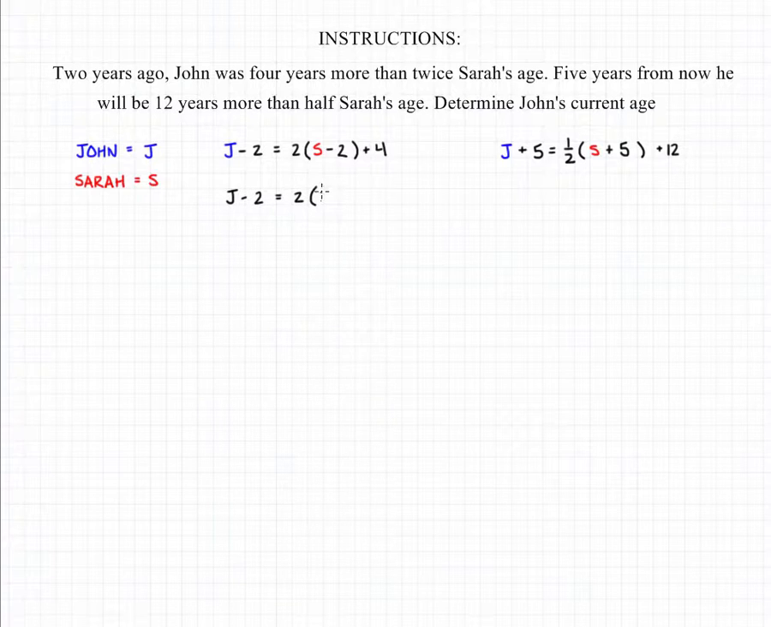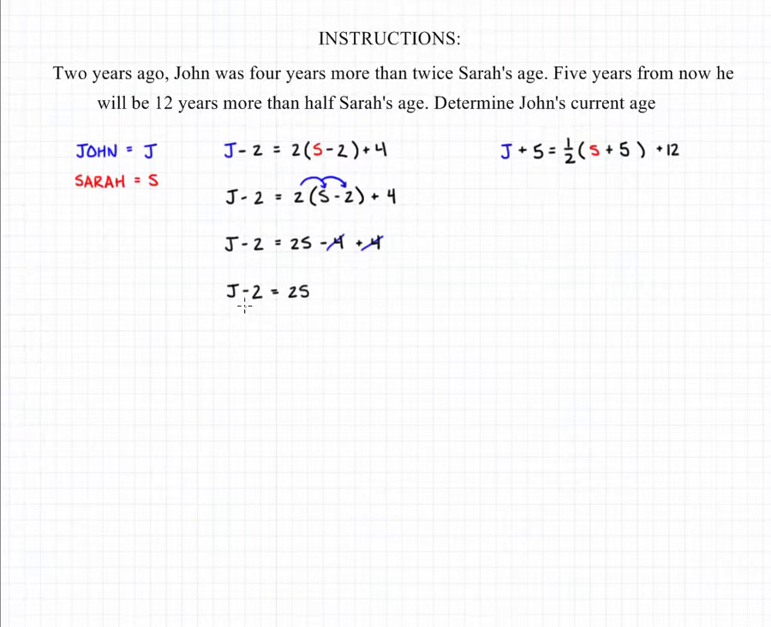So if we distribute that 2 through, we're going to have J minus 2 equals, and then 2 times that S and 2 times that negative 2. So we'll have J minus 2 equals 2S minus 4 plus 4. We can cancel out the negative 4 and the positive 4, and that's going to give us J minus 2 equals 2S. If we solve this in terms of J, we can add 2 to each side of the equation to get J equals 2S plus 2.